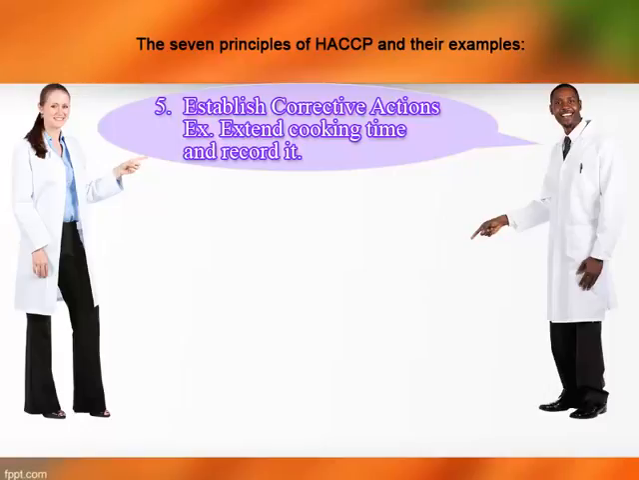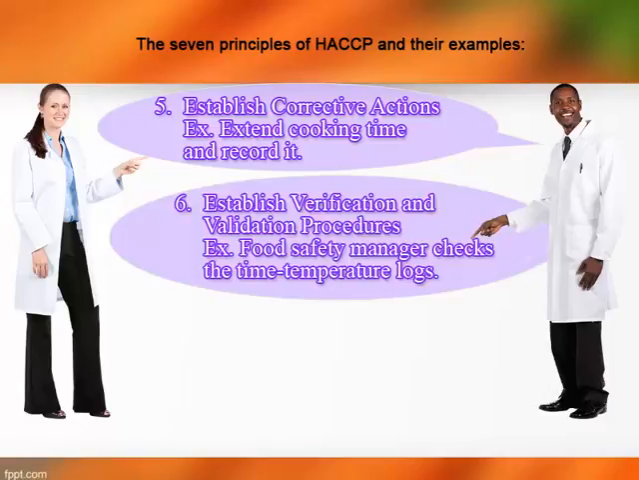What did they do next? They verified if their health plan prevented my illness. Right. In terms of HACCP, they verified if their control points, critical limits, monitoring procedures, and corrective actions prevented your illness. The sixth principle is to establish verification and validation procedures to check if all the prior principles prevent the analyzed food hazard. What did they finally do?